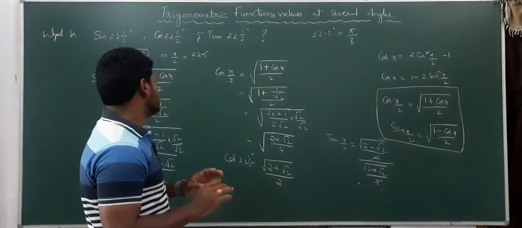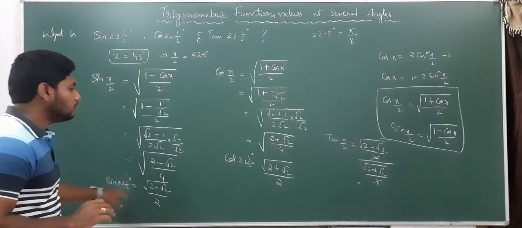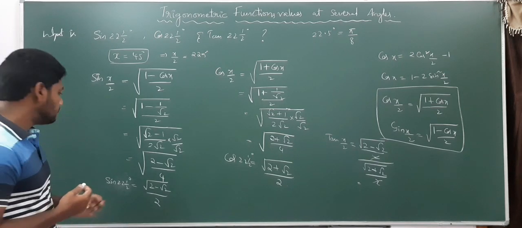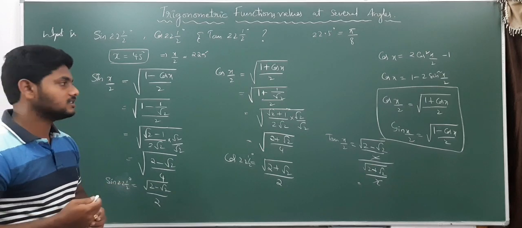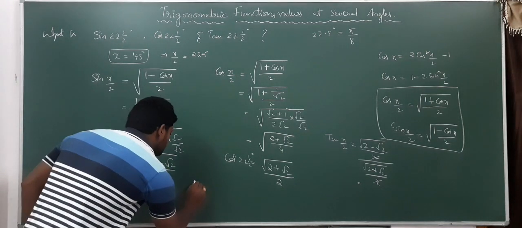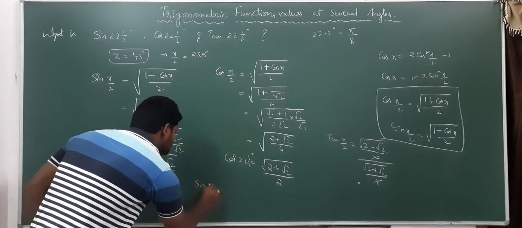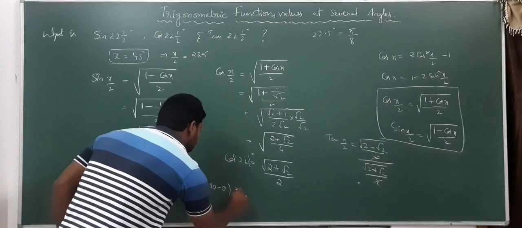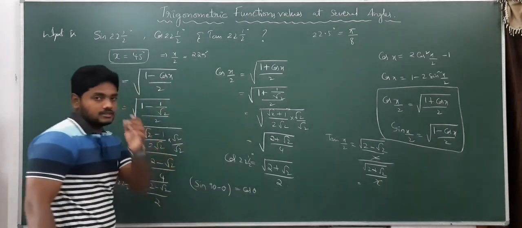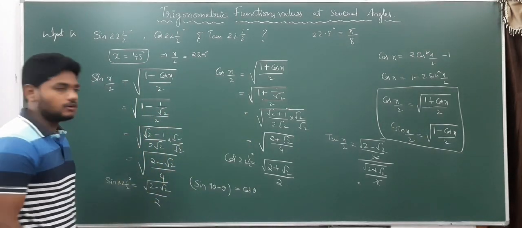That also note down. See, after getting 22.5 degrees, by using this 22.5 degrees, can we get any other angle? Yes. So what is that? We know that sin(90 minus theta) is equal to what? Cos theta. Sin(90 minus theta) is equal to cos theta.